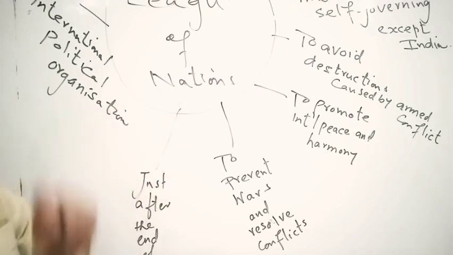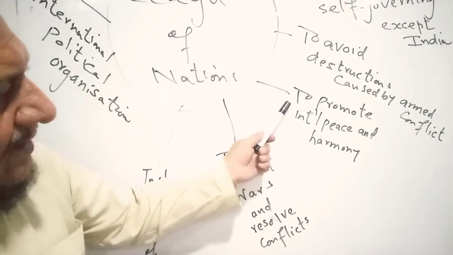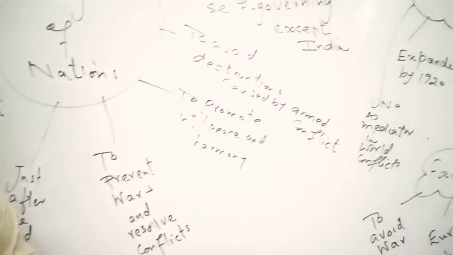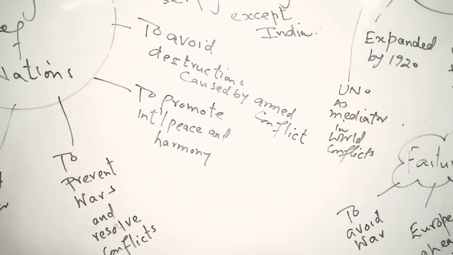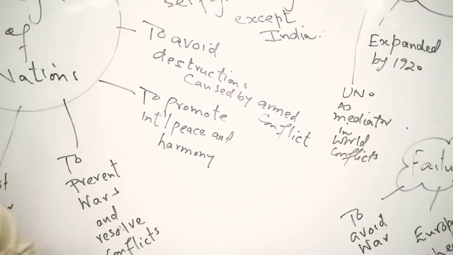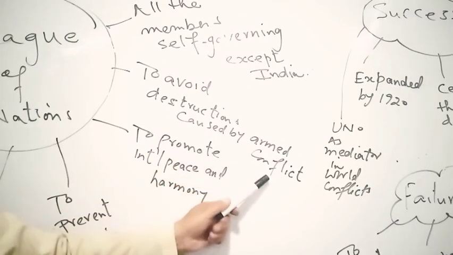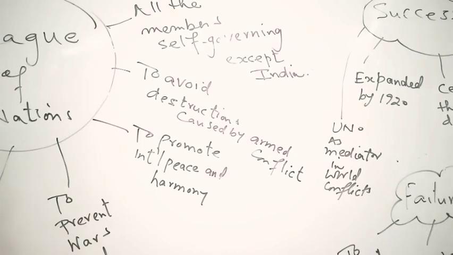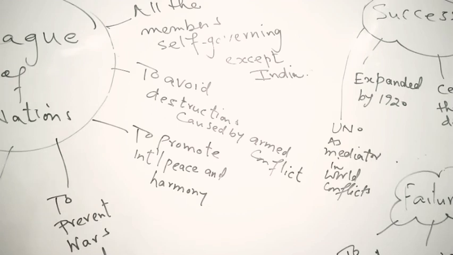For this purpose the League of Nations was established, and another purpose was to promote international peace and harmony, so that there should be peace in the whole world and harmony, hamahangi. They should be on one page on different issues, and avoid destruction caused by armed conflict. Due to armed conflict, a lot of destruction happens. Buildings are blown up, people are killed, and progress and development decline. So all these things should be avoided.